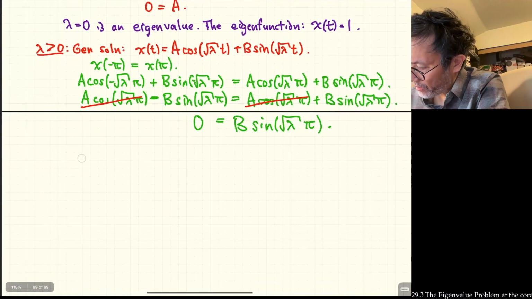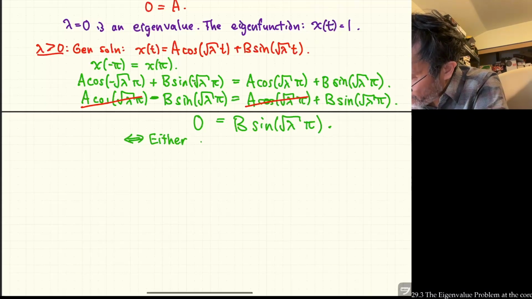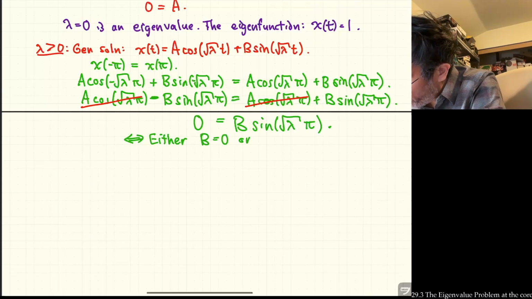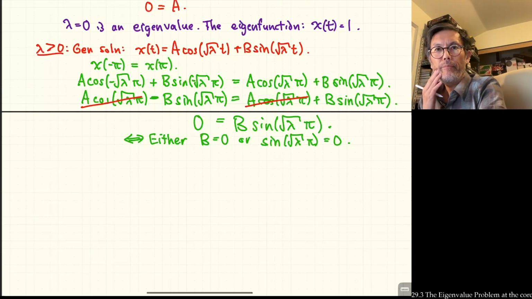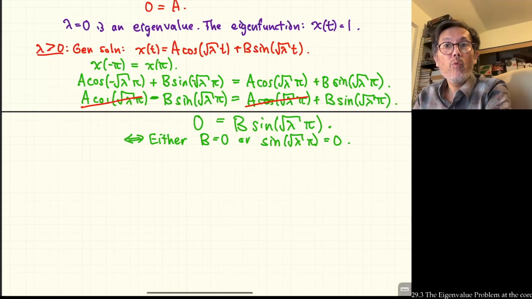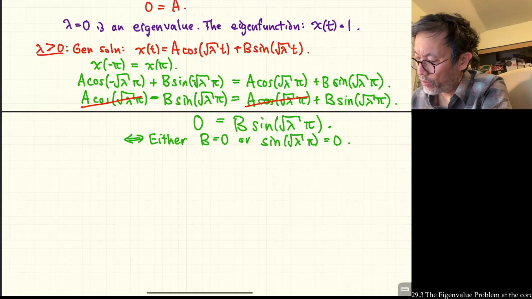This is true if and only if either b is 0 or sine of square root of lambda times pi is equal to 0. Right? One or the other has to be true. Maybe both, but one or the other has to be true. Okay. Now, that's only the first boundary condition. The second boundary condition, I'm going to leave as an exercise for you.